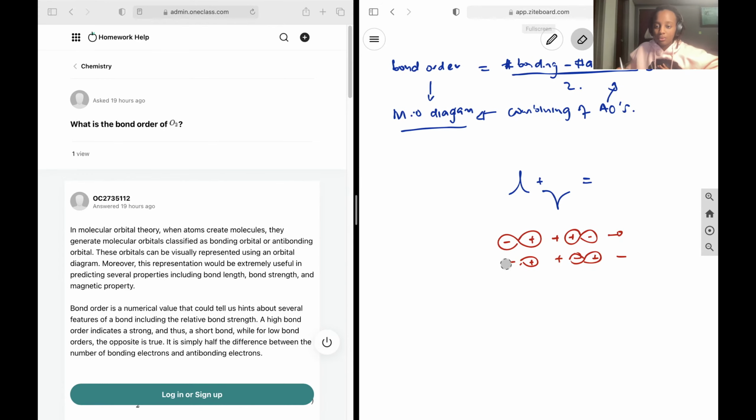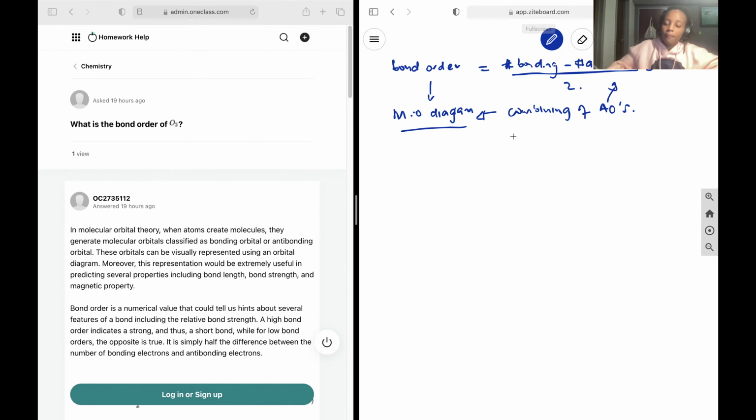So let's get to drawing it. Generally, energy will be going that way. Let's first draw out the atomic orbitals. We have O and O, and we're going to have O2 right here in the middle.